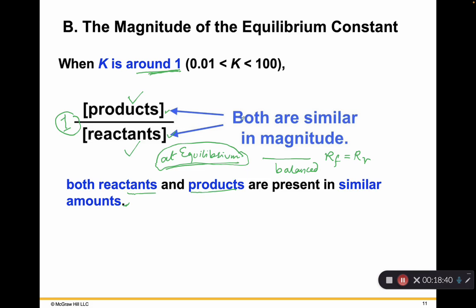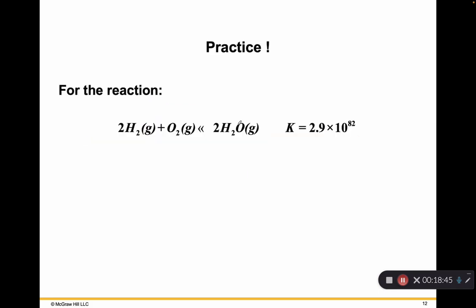Right? So we learned about the equilibrium constant magnitude and what information we get. Let's try our concept and apply that. For a reaction, we are given a reaction. Here the double arrow is in a different format, the format is wrong, but we have a double arrow here. 2 moles of hydrogen combine with 1 mole of oxygen gas to form 2 moles of water. During this reaction, when you calculate the equilibrium constant, you get this number, 2.9 times 10 to the power 82.